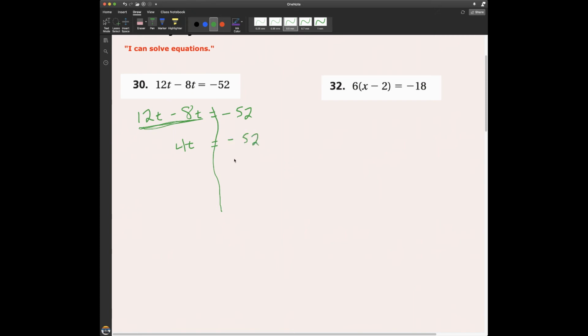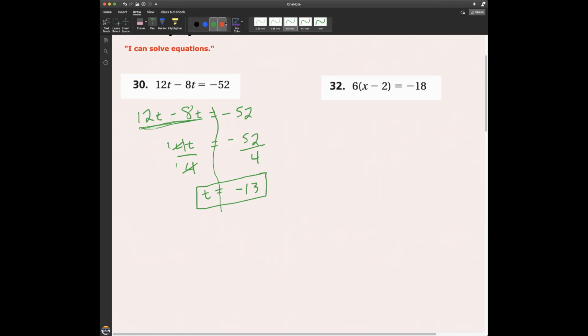All right, and then this looks familiar. I've solved problems like this before in section 3.4. I need to divide both sides by 4, so that I can cancel the 4's and get t all by itself. Negative 52 divided by 4 is negative 13. And so that's the answer, or the solution, to this equation.